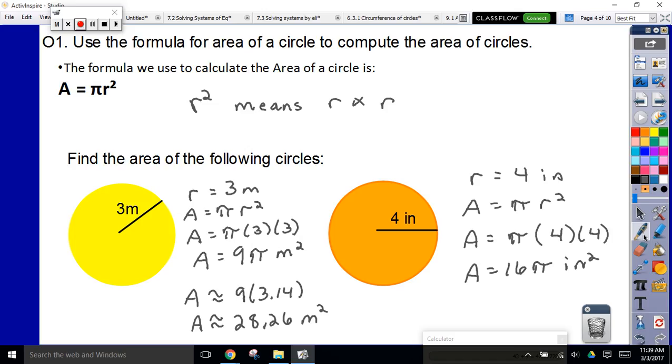Now in order to get the approximate area, I'm going to multiply 16 times 3.14. That's approximately equal to 50.24, again, square inches. Okay, any questions about this? It's saying that it's square inches. 50.24.